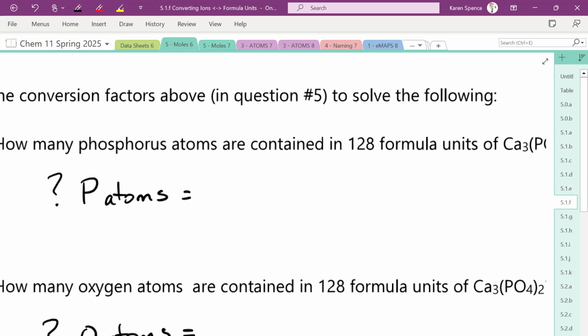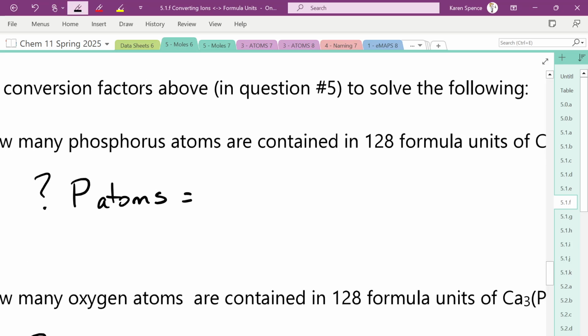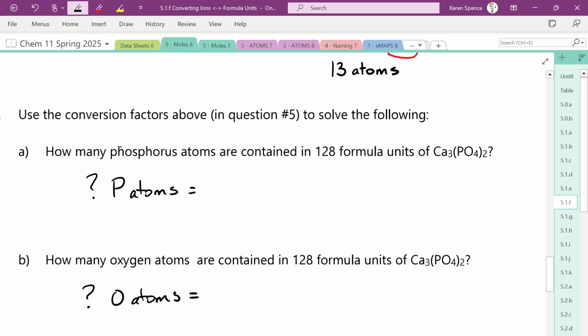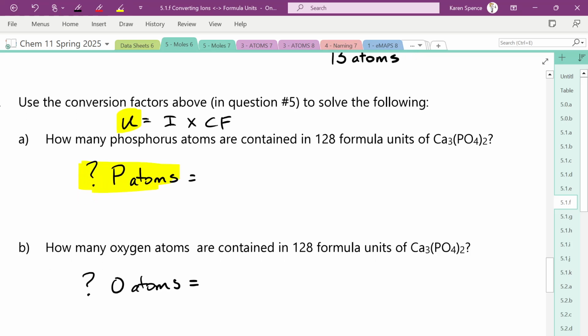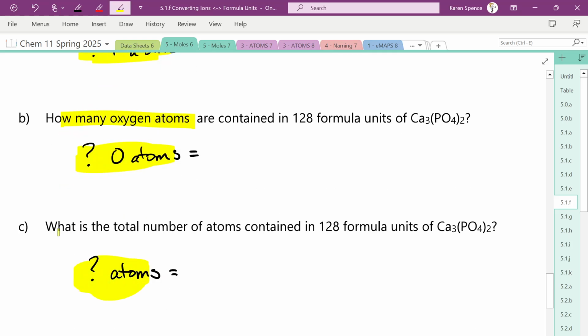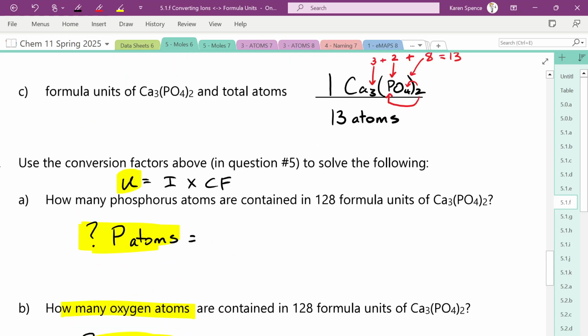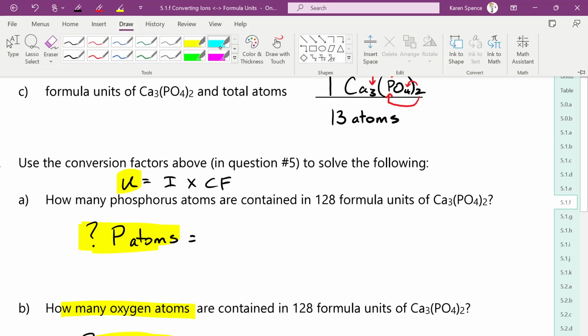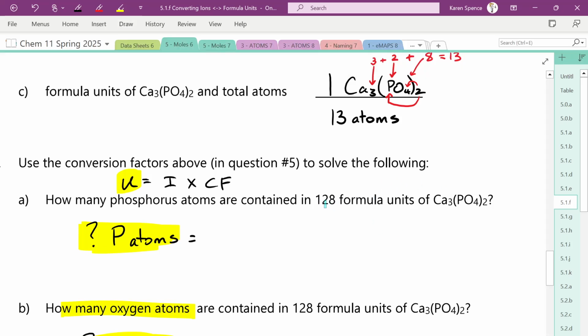Okay, so check your answers. You should always say, we are looking for our unknown is equal to our initial times the conversion factor. So our unknown is how many phosphorus atoms, how many oxygen atoms, how many total atoms. Okay? And then our initial quantity is whatever we're given. We're given 128 Ca3PO4. So we're going to put that here. 128 Ca3PO4 2.